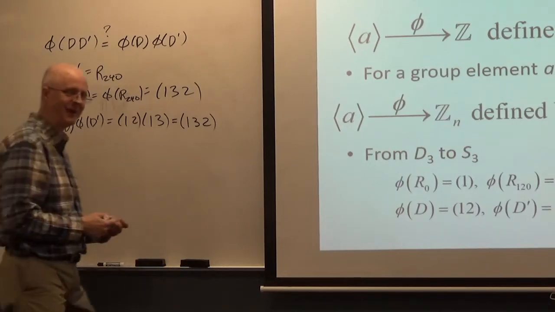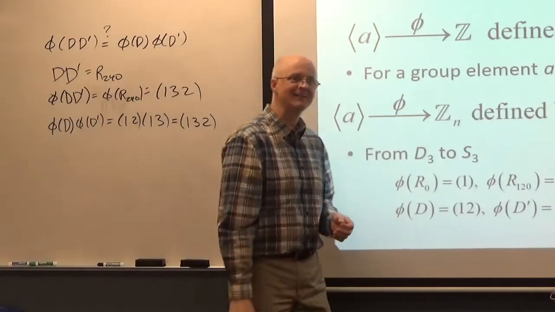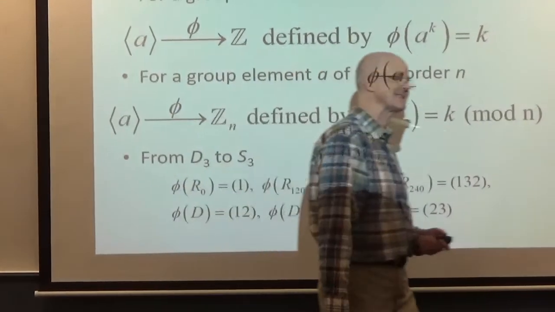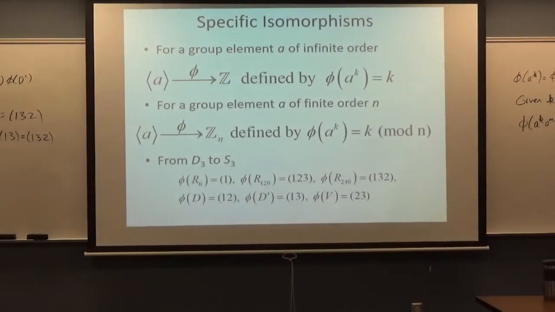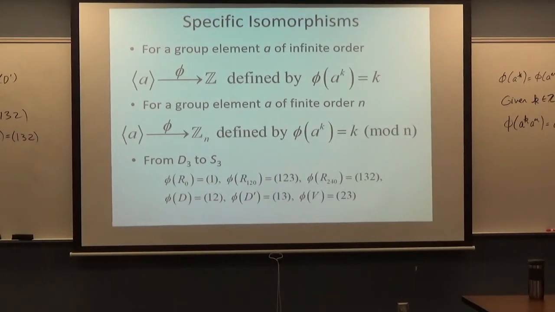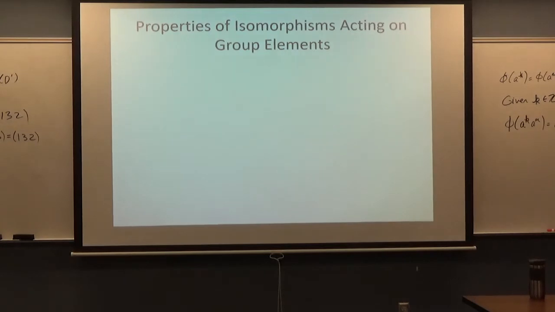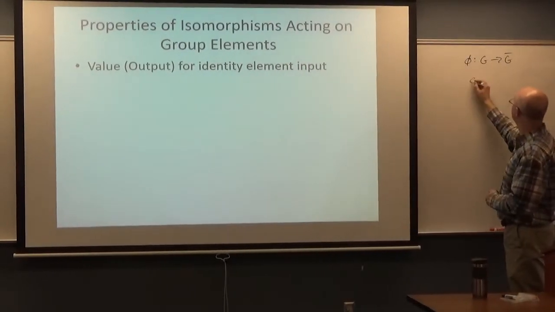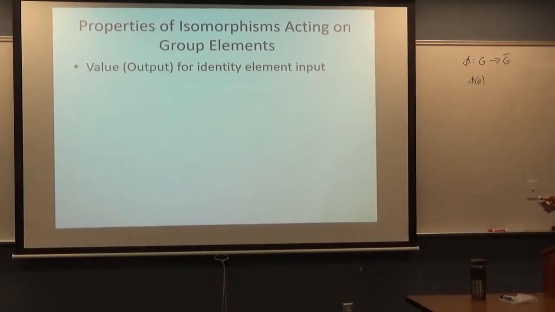Technically speaking, you need to do it for every possible combination. I would never make you do that. Okay? That's verifying operation preserving in one instance. There are lots of properties of isomorphisms acting on group elements. The identity always gets mapped to the identity. Phi of E should be the identity in G bar.